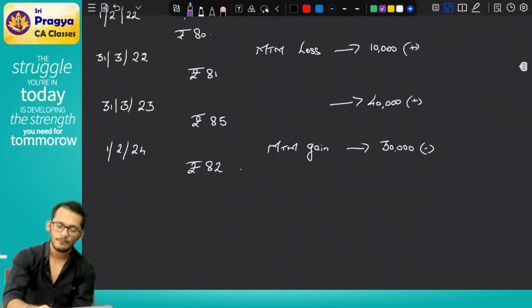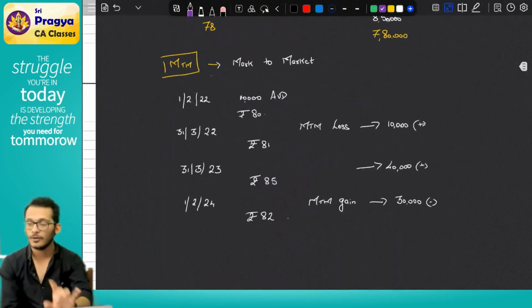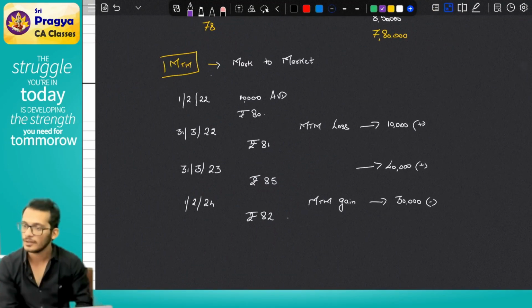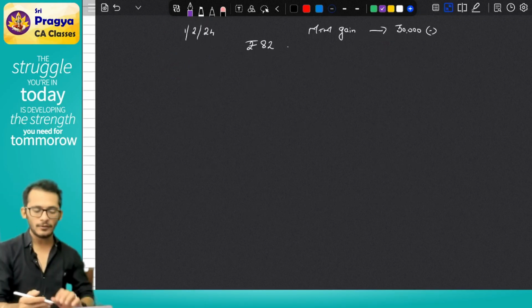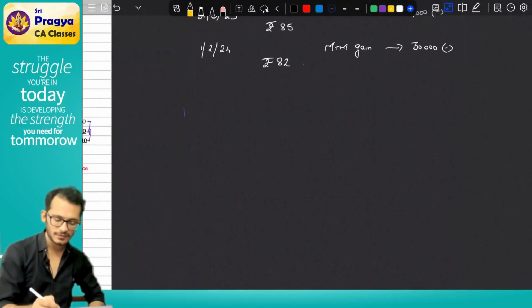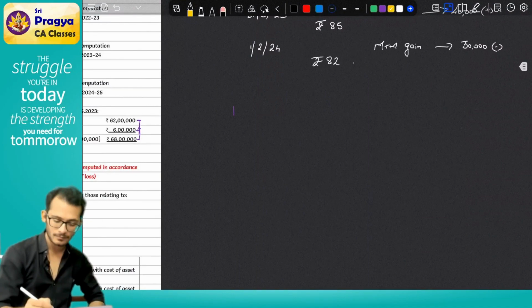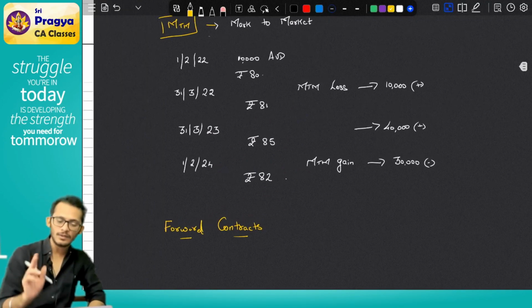Now, when we were doing speculative transactions, I was discussing foreign exchange with you. I was telling you, you'll discuss it in SFM, but I gave you a hint. We had something called forward contracts. Do you remember? What is a forward contract? So these are entered to protect from foreign exchange fluctuations. Very good.